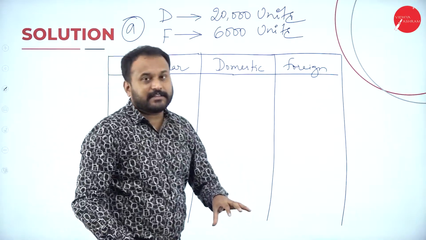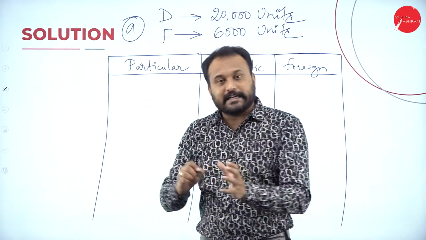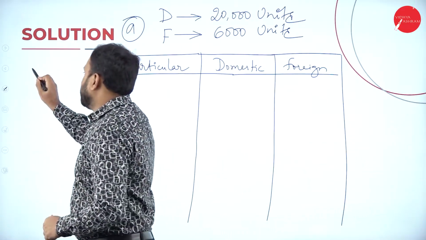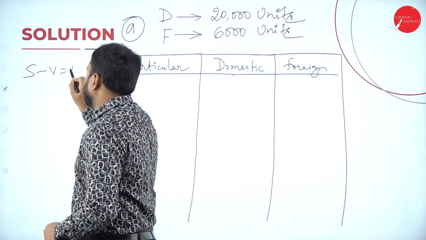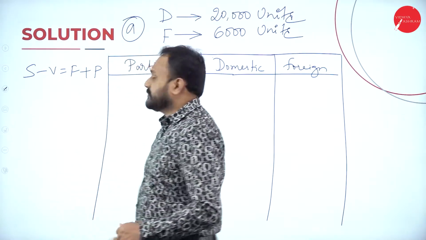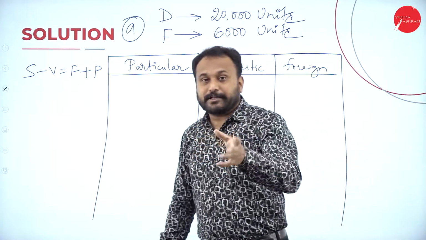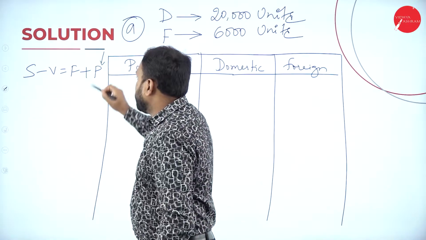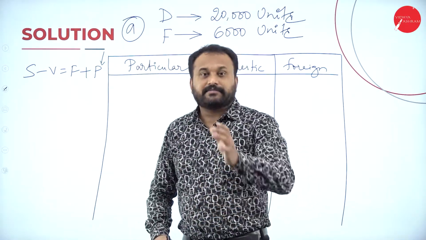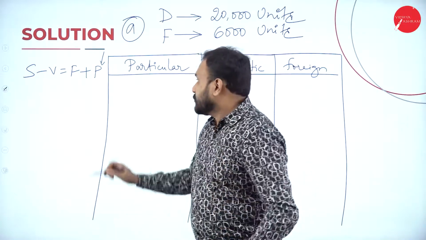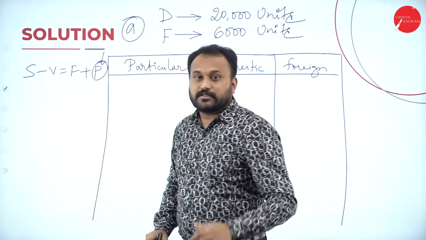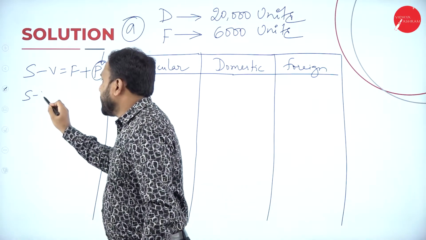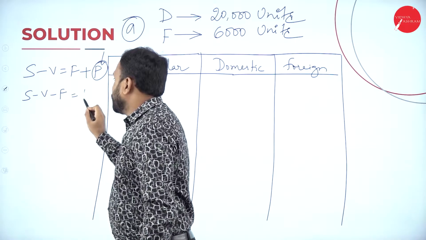Now the ultimate thing, I told you, is what? If I make profit, I'll go for it. If I don't make profit, I'll reject the order. So how to go with this? S minus V is equal to F plus P. Now we know this formula. Marginal cost statement, if you remember, the same way we are supposed to place it here. If I make profit, I will accept the order. If I don't make profit, I'll reject the order. So I need to find whether I'm making profit or not. For that, the fixed cost will go here. So S minus V minus F is equal to P.